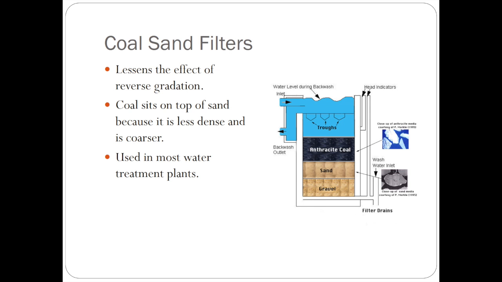Coal sand filters are used to reduce the effect of reverse gradation. The coal layer is placed on top of the sand layer, as shown in the diagram on the right. This type of filter is very common in water treatment facilities.